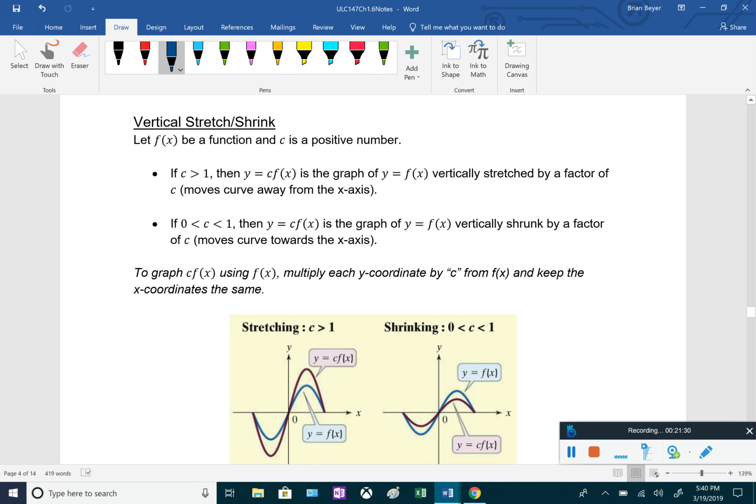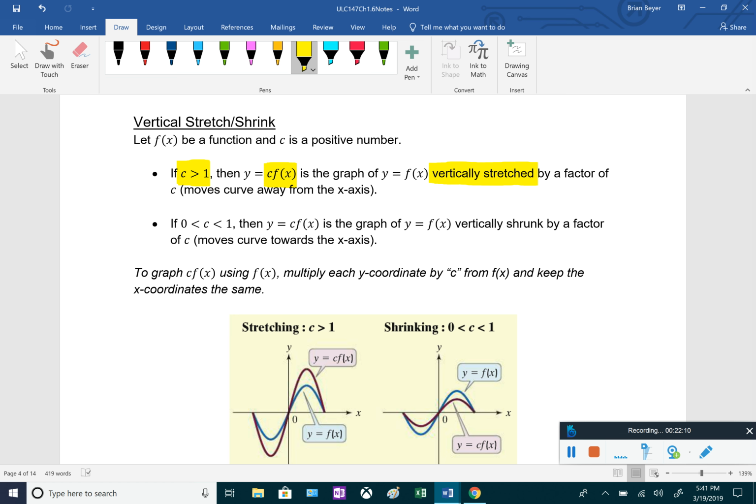All right, so for the last two things here, so far we did vertical shift, horizontal shift, and the reflections. For the next thing, we have the vertical stretch and shrink. So if f of x is our function, c is a positive number. As with every other thing, there's two cases that it gets broken down to. If c is a number greater than 1, then c times f of x is going to be the graph of f of x vertically stretched by a factor of c. So if c is greater than 1, it's going to be vertically stretched.